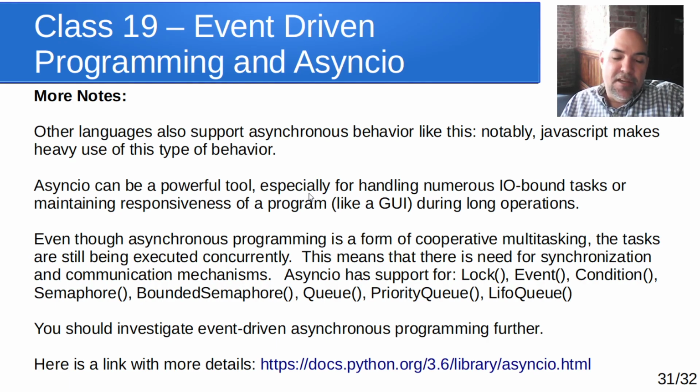So asyncio, in that module, does have support for the synchronization mechanisms you're used to from processes and threads. There's a lock object, there's an event object, there are condition objects, semaphores, bounded semaphores, queues, priority queues, LIFO queues. So there's a ton of support for those things if they are needed.